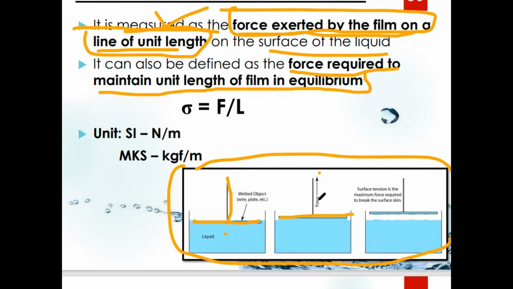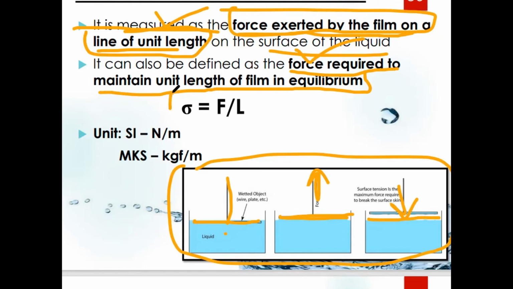So here you can see the force. If we consider this as a film, whatever force is exerted by this film on a unit length on the surface of the liquid. So this is the surface of the liquid. On this surface of the liquid, whatever force is exerted by the film on that line for a unit length is used to measure the surface tension. So it is nothing but the force required to maintain unit length of film in equilibrium.